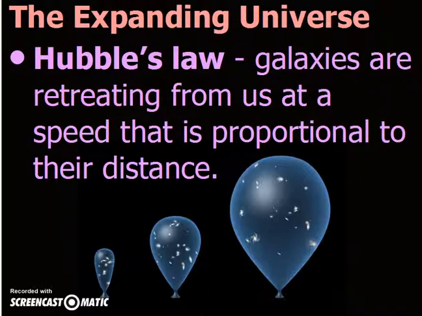Now, our universe is expanding, and we have what's called Hubble's law. Okay? It says that galaxies are retreating from us at a speed proportional to their distance. Okay? So if they're really close to us, they're going slower. The farther away they get, the faster they go, because they are no longer held by our gravitational pull.